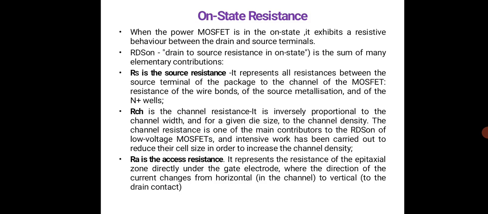The channel resistance is one of the main contributors to the RDS(on) of low voltage MOSFETs, and work has been carried out to reduce their cell size in order to increase the channel density. RA is the access resistance. It represents the resistance of the epitaxial zone directly under the gate electrode, where the direction of the current changes from horizontal, that is in the channel, to vertical, to the drain contact.